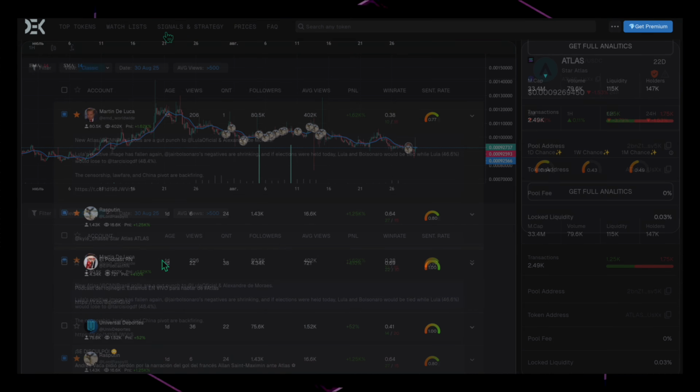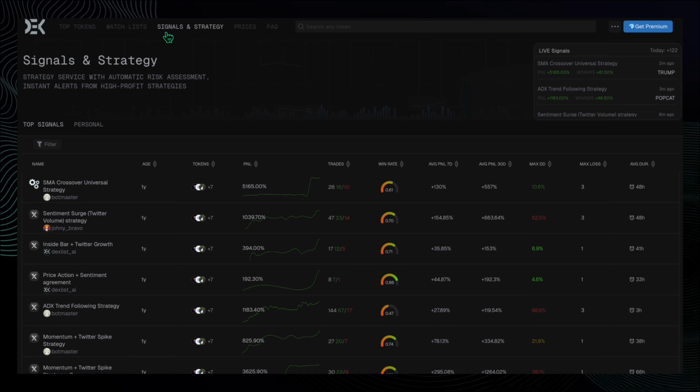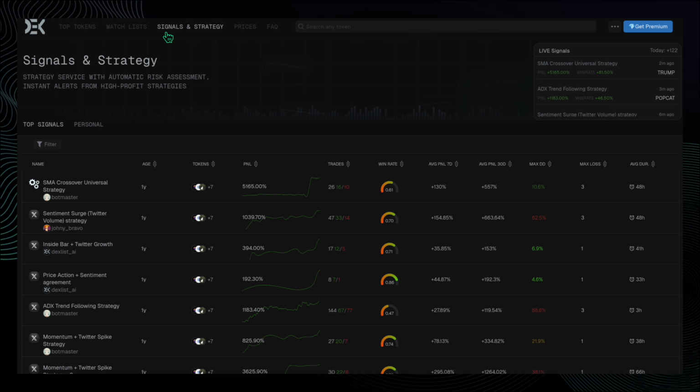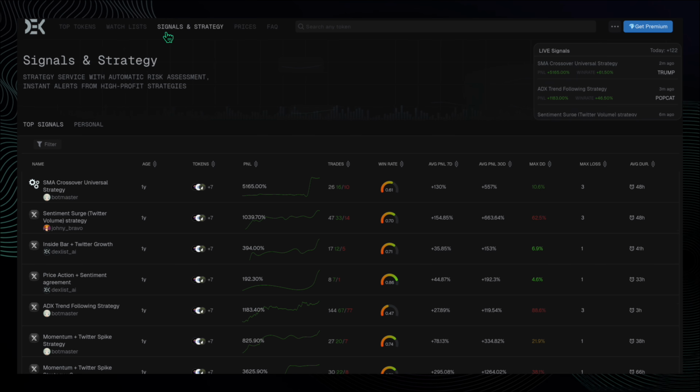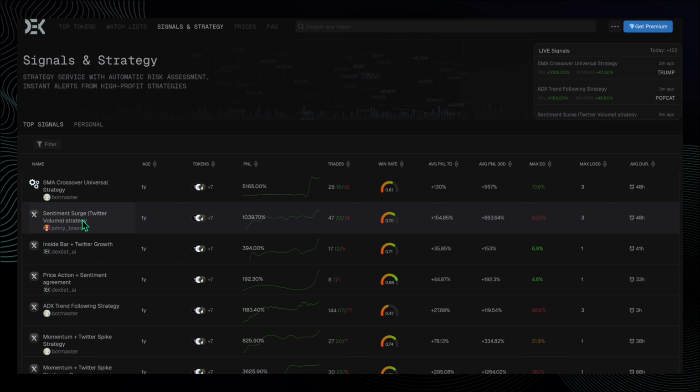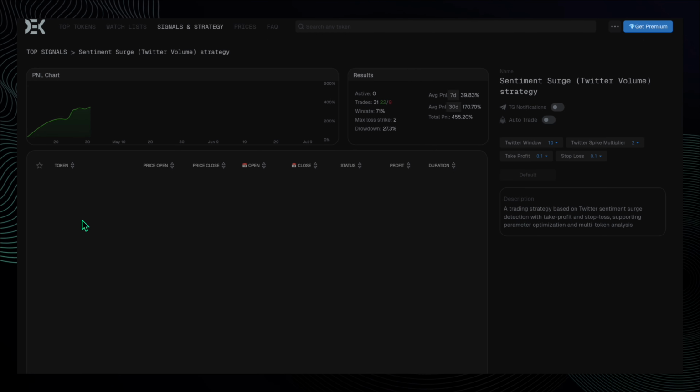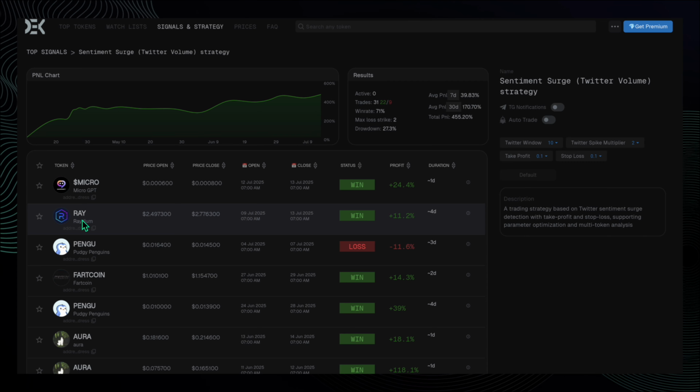Signals and strategies. This is the core of DEX List. The signals and strategy section is the brain of the platform. We've built strategies that merge sentiment, what's happening on Twitter, with technical indicators. Take sentiment surge, for example. This one tracks sharp spikes in token mentions on Twitter.